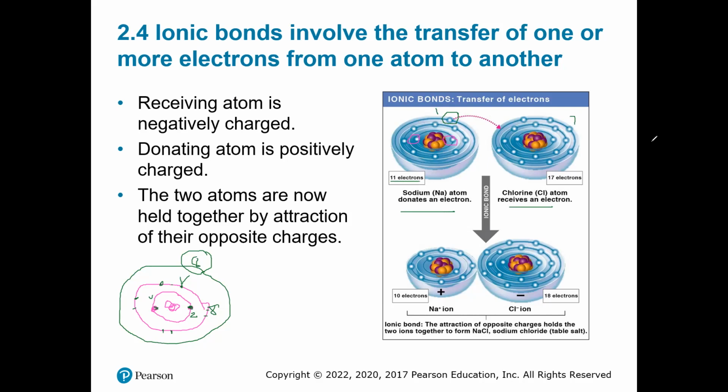So what happens is that sodium will give up an electron and give it to this chlorine. Chlorine gains an electron, so it becomes an ion that's negatively charged, and sodium loses an electron, so it becomes positively charged. Because we have two opposite things, they are attracted to each other, and that's how we form an ionic bond. They're held together by their opposite charges.